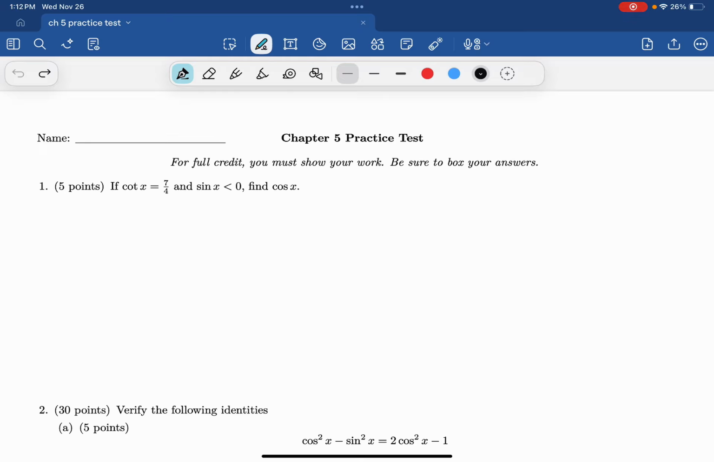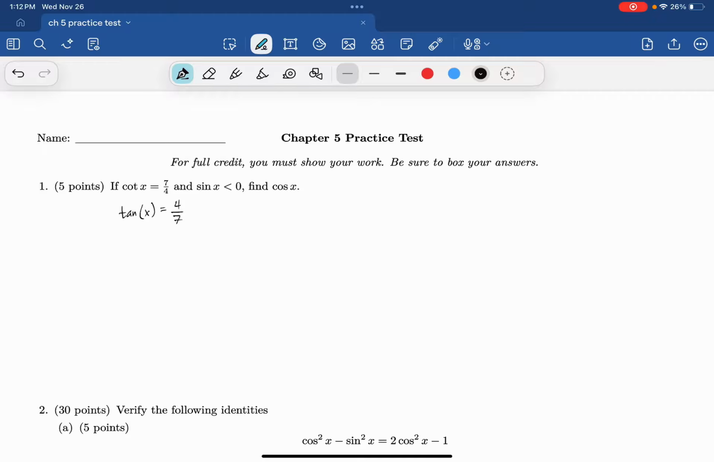Start with question 1. It tells us that cotangent is equal to 7/4 and sine x is less than 0, and so we need to find cosine x. Here we should probably use some kind of trig identity. A good first step is to convert this into tangent. So tangent is the reciprocal of cotangent.